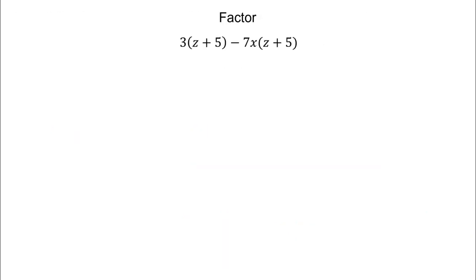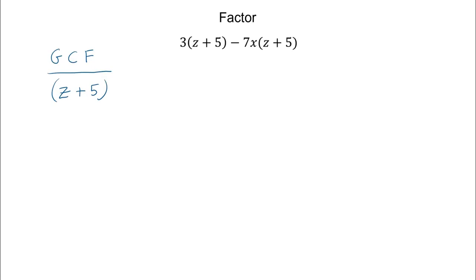Here again, we're asked to factor, and we're given an expression with two terms. The first term is 3 times the sum z plus 5, and the second term is minus 7x times the sum z plus 5. Remember, the best first step is to always look for a GCF. And remember, the greatest common factor doesn't always have to be a monomial. It can be a binomial. So do you see a binomial that each of these terms have in common? Yeah, it's z plus 5. So the greatest common factor here is not a monomial, it's a binomial, z plus 5.